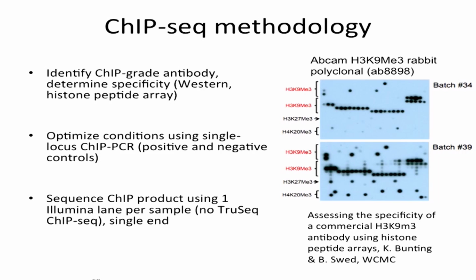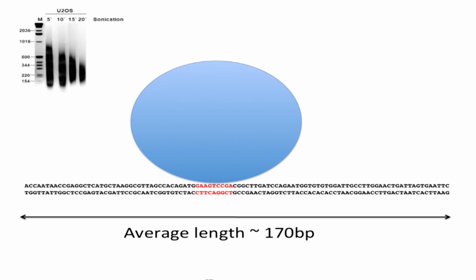And then you sequence input or IgG as a control. IgG is just a control antibody that's not supposed to recognize anything interesting.